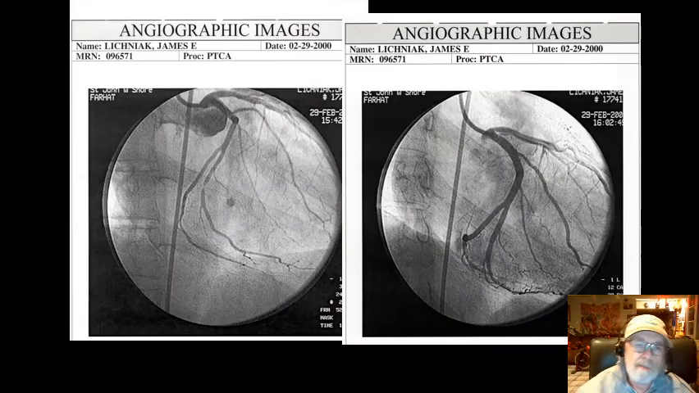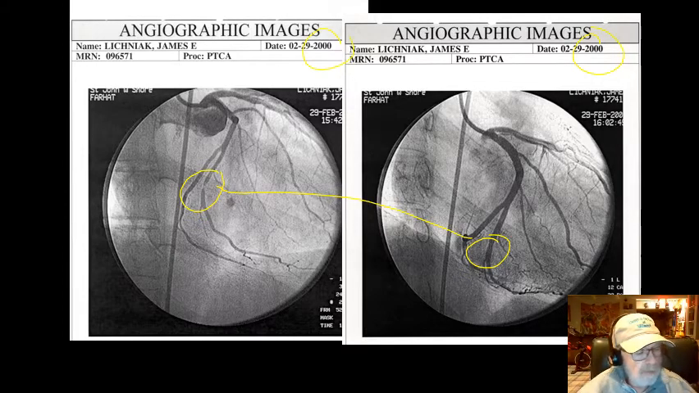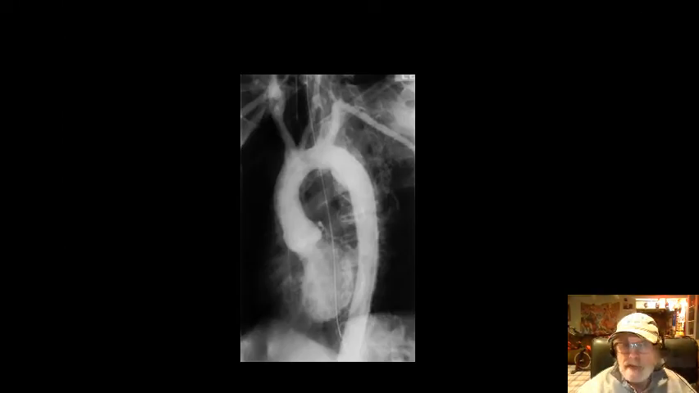So if I look at them side by side, is that area right there this area right there? It's open. It's stayed open since that time. Again, that was in 2000. I'm still here, much to the disbelief of some, but I'm still here. Okay, and that's that. Now, this is an aortogram.